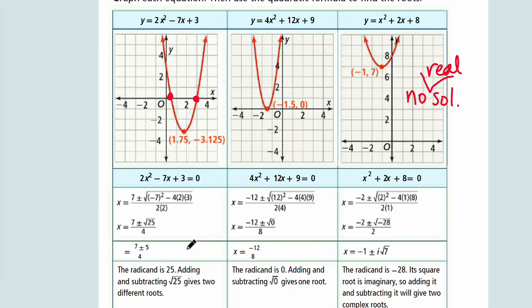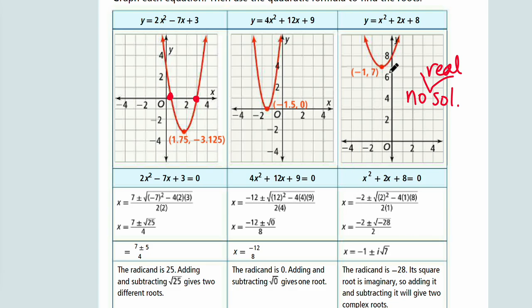If you use the quadratic formula, for the first example, you'll get two real solutions. For the second example, you get one exact solution. And the third example, you have two imaginary numbers, right? Two complex solutions. So what is the difference?